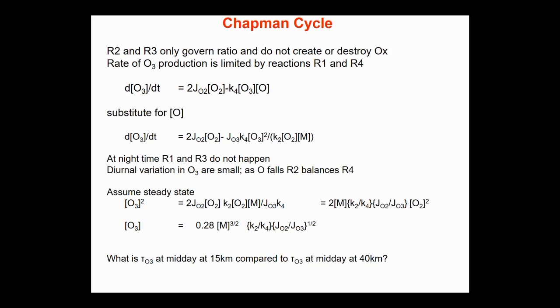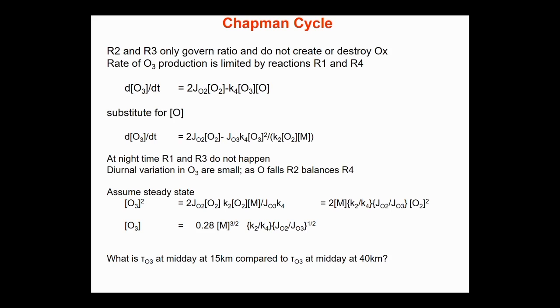Now, at night, we don't have reactions 1 or reactions 3. We've shut those off. Okay? So we can't form any more odd oxygen, and we can't lose any ozone and reconvert it back to oxygen atoms. So the only thing that's got to happen at night is the conversion from oxygen atoms to ozone and the loss of oxygen atoms and ozone to form molecular oxygen in reaction 4. Okay?